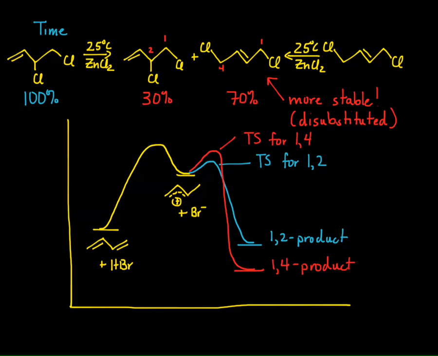So we see that 1,2 is kinetically favored, because at low temperatures and short times, you always favor 1,2 addition. And 1,4 is thermodynamically favored because it's the most stable product. So assuming I have enough energy, so higher temperatures or higher reaction conditions, then I'm going to favor the most stable product. In this particular case, it's 1,4. In some cases, that might not be the case.